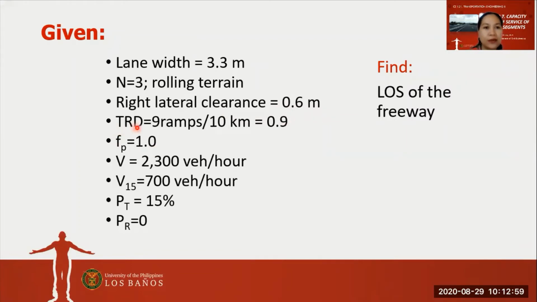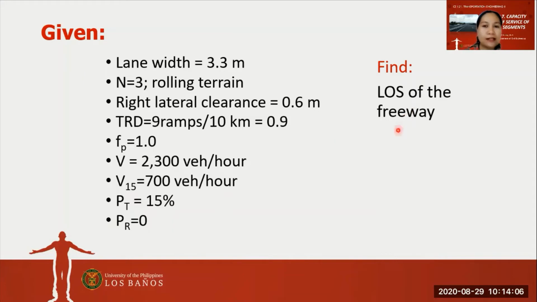The total ramp density, it was mentioned in the problem that there are 9 ramps for 5 kilometers upstream and 5 kilometers downstream. So it means that you have 9 over the total length, which is equal to 0.9. And then, since it was mentioned that the vehicle users are primarily commuters, we can use the driver population factor of 1.0. And then we have a total volume of 2,300 vehicles per hour, and the most congested 15 minutes has 700 vehicles. It was also mentioned that the percentage of trucks is 15%, and there are no recreational vehicles, so PR is equal to 0.